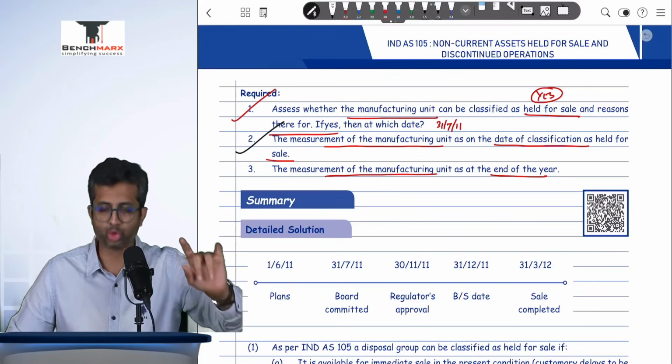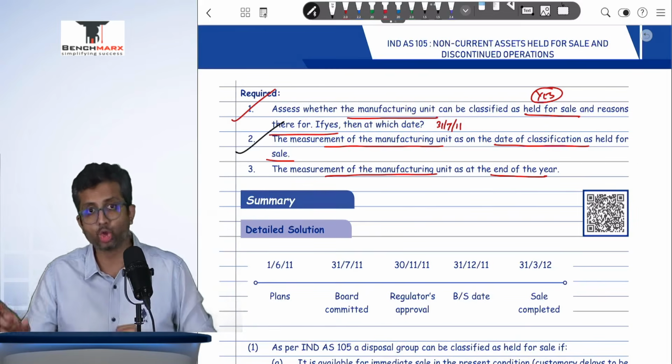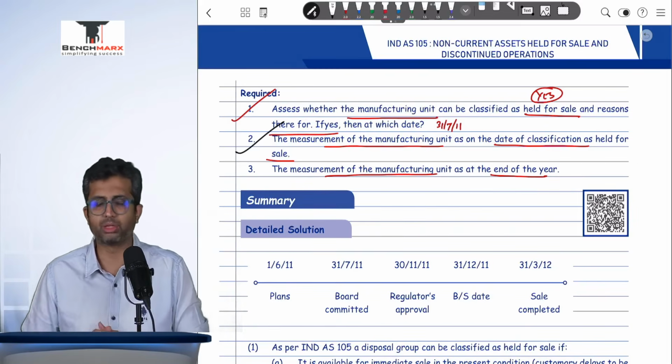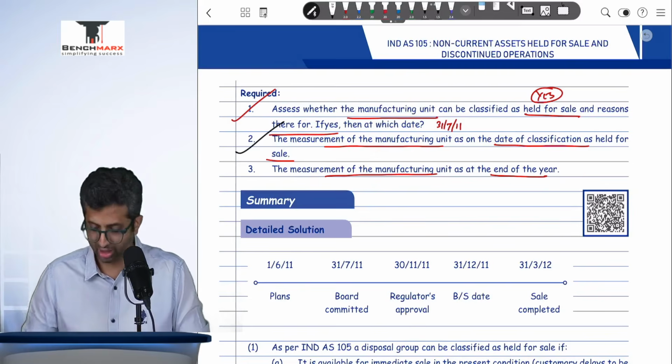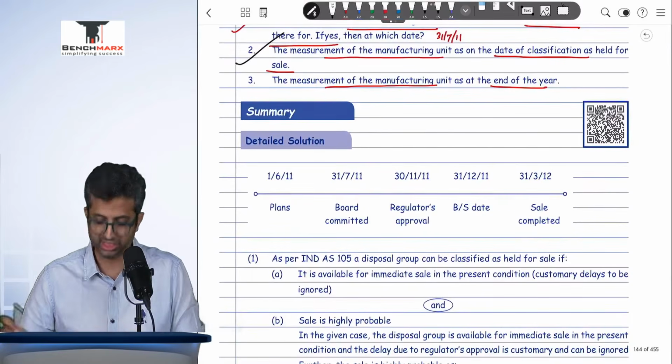Second effect, going against goodwill, 500. So your entry will be impairment loss under Ind AS 105, 850 to goodwill, 500 to plant and machinery, 115 to building, 235, and thereby your entire asset will come down to 1750.